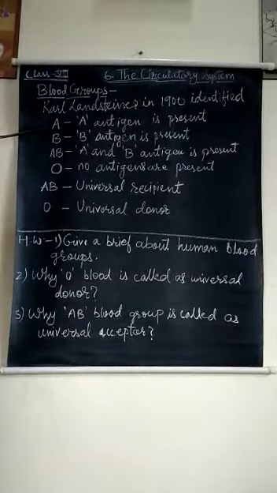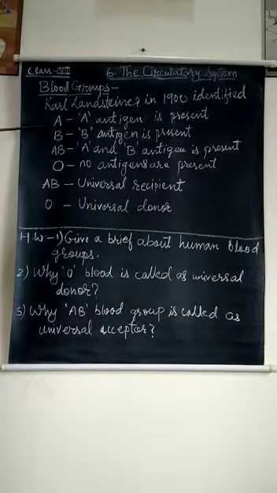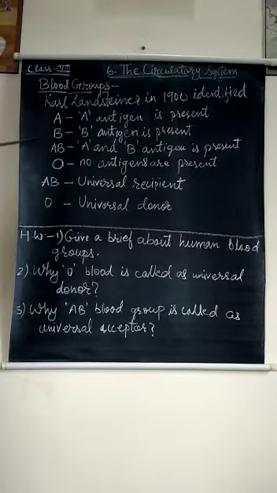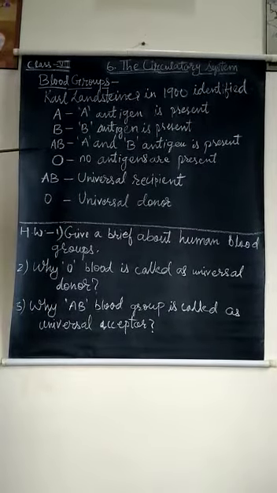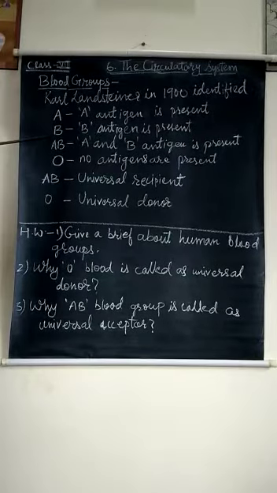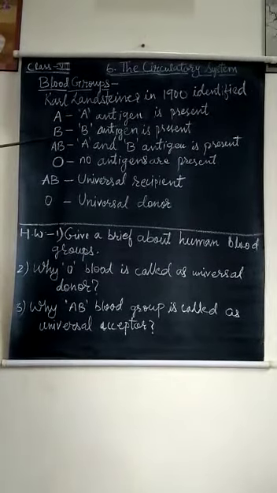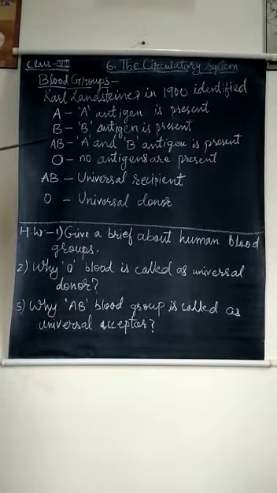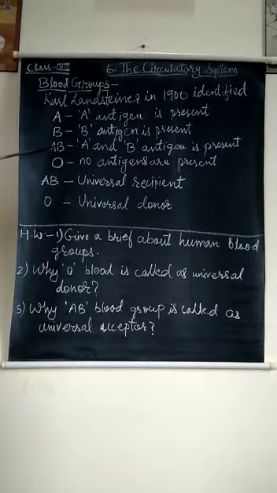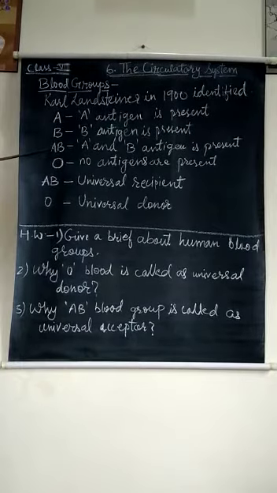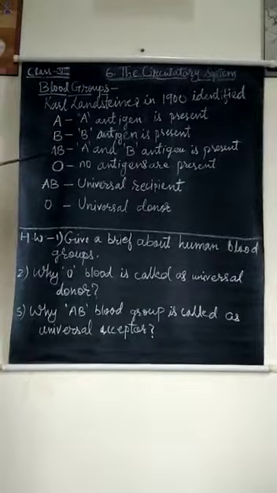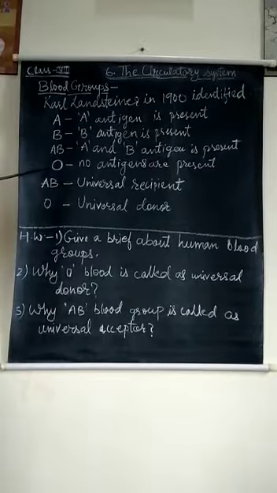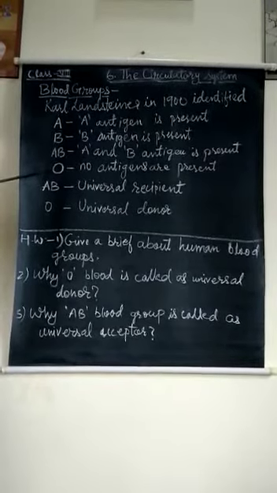A can donate. Blood group A can be given to a person with blood group A and AB, whereas blood group B can be given to a person who has blood group B and AB, and blood group AB can only be given to AB group, and blood group O can be given to all groups.